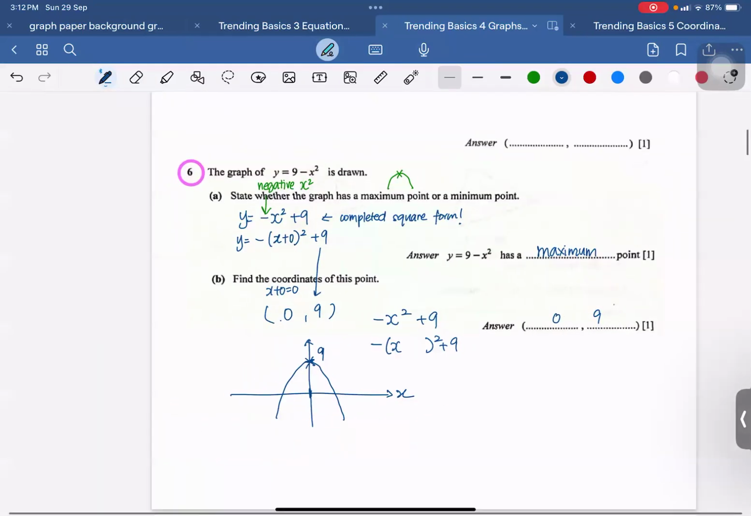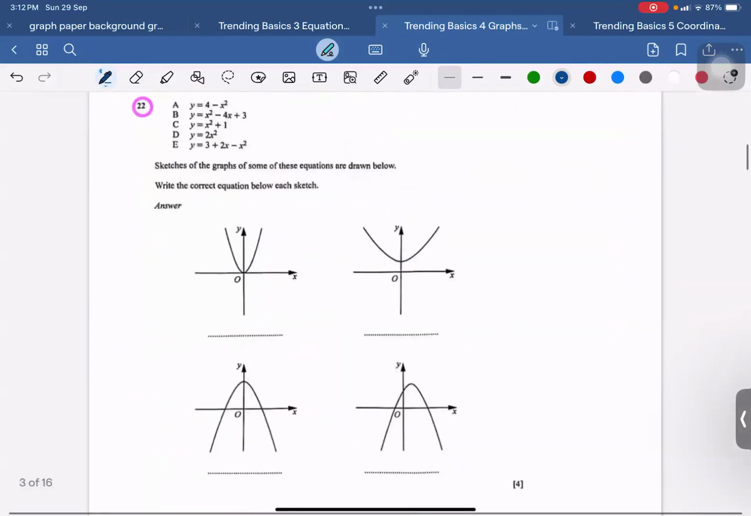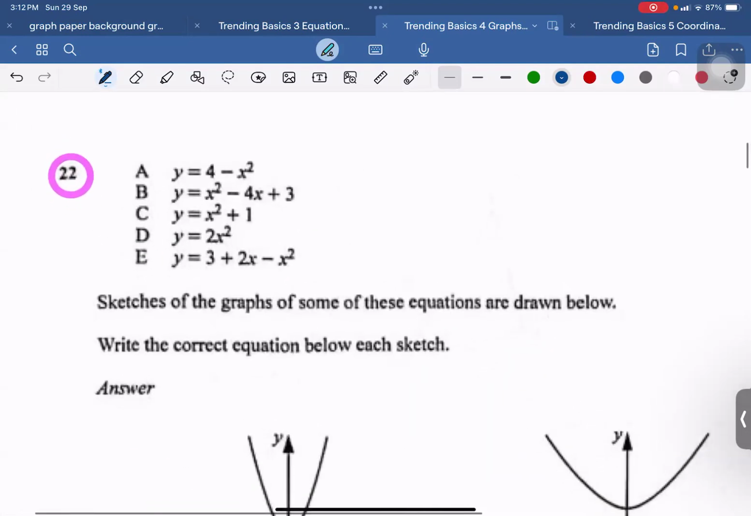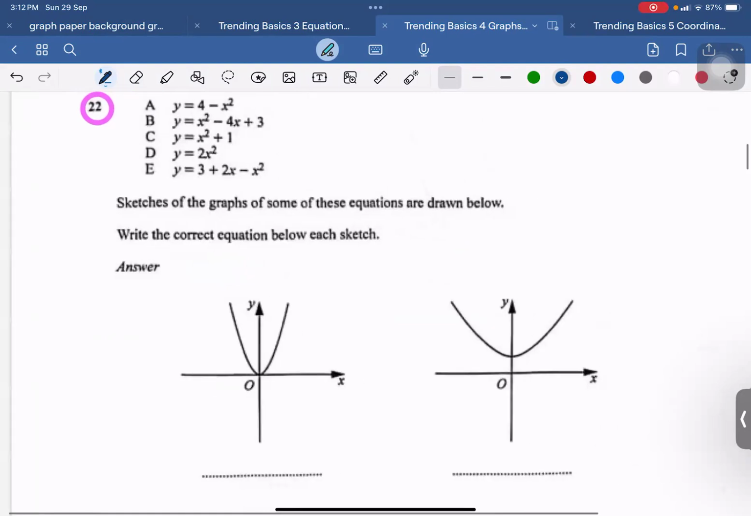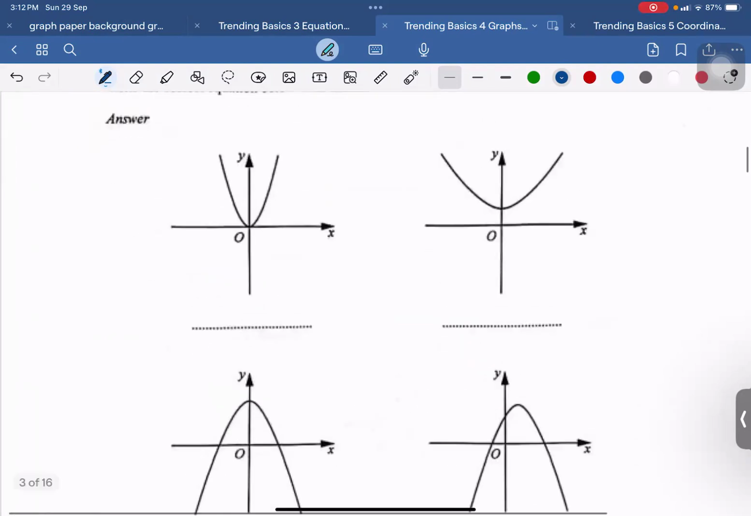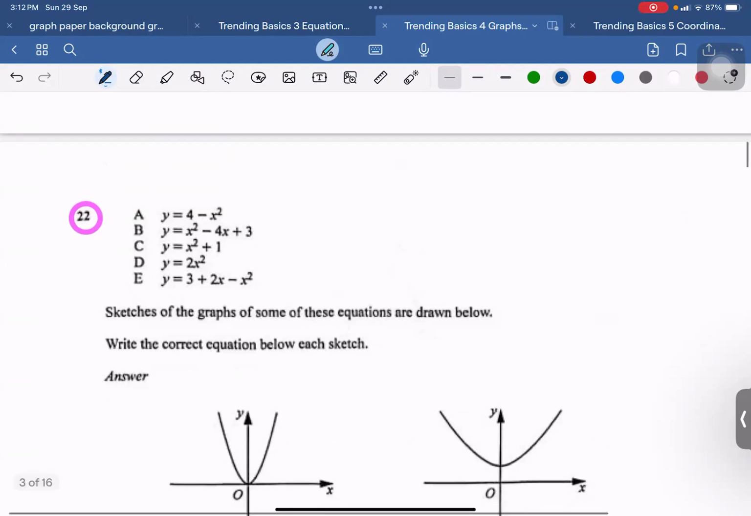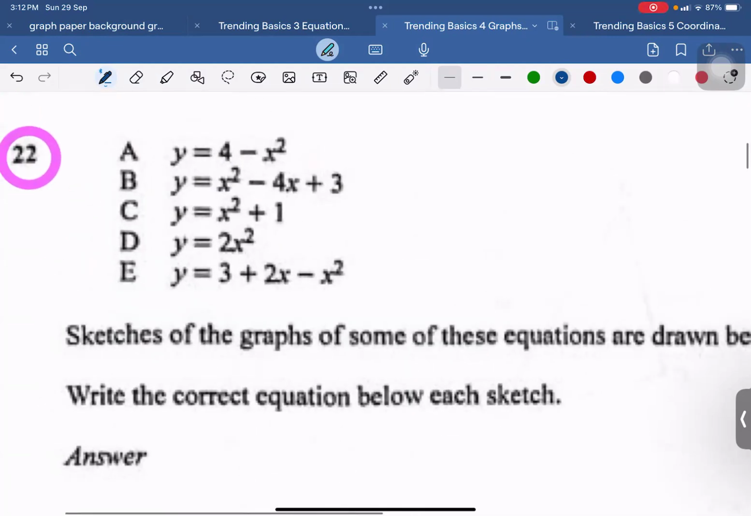Okay, all right, next question. This question, long time never repeat, but I think the question is purposely testing you on the different shapes of the graph. For each of those questions, what are the possible types of equation? First thing we observe, this one is a negative x squared.